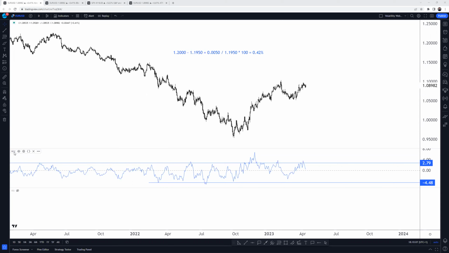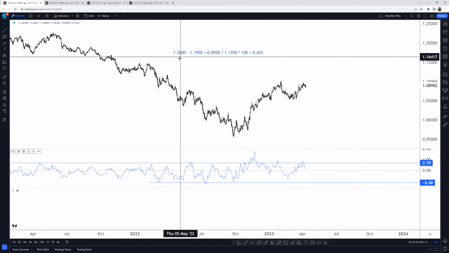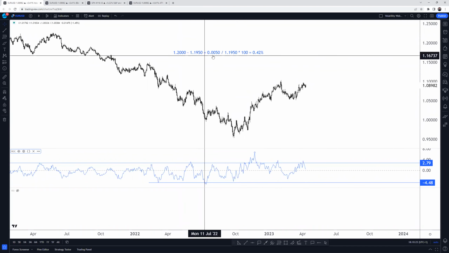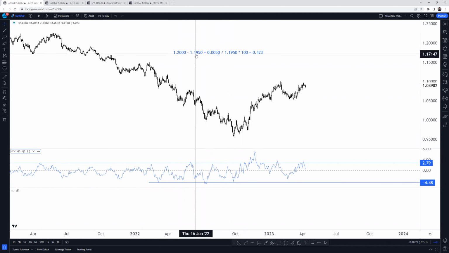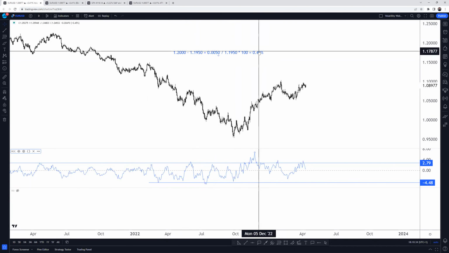So this could be a 14 day ROC in this example. So what we do, as you can see with the calculation here, we subtract the difference in the closing prices, and then we divide that by the oldest value, and then multiply it by 100 to get us a percentage value. So as you can see, the ROC offers us a percentage value.